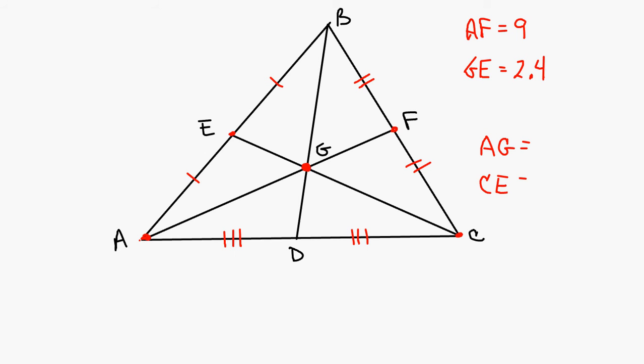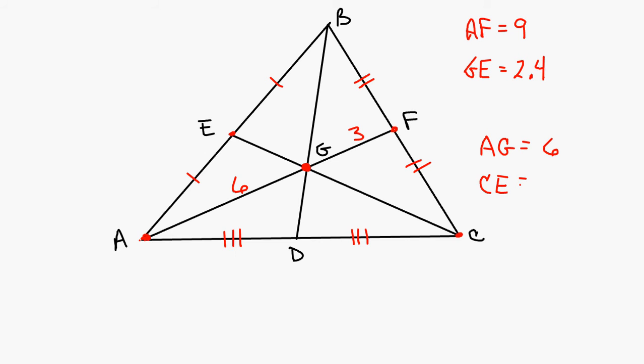So if A to F is 9, how far is it from A to G? 6. If you take 9 and divide it by 3, that tells you what 1/3 of it is, right? And 1/3 of it is 3, so 2/3 of it is 6. So A to G is 6.